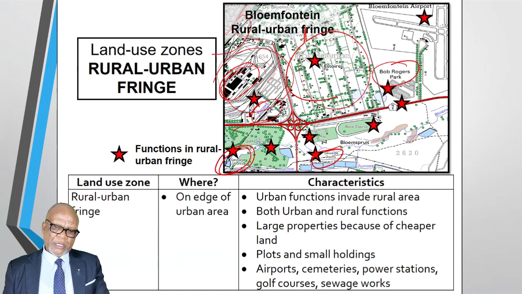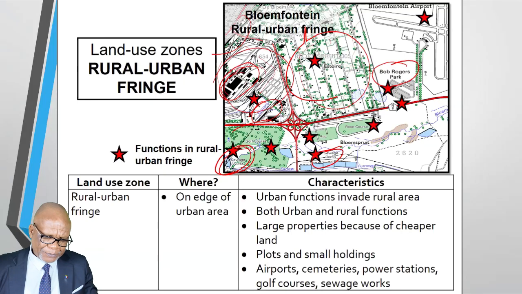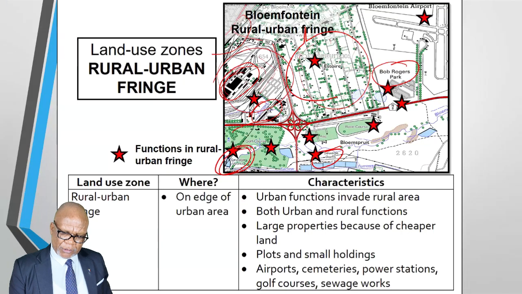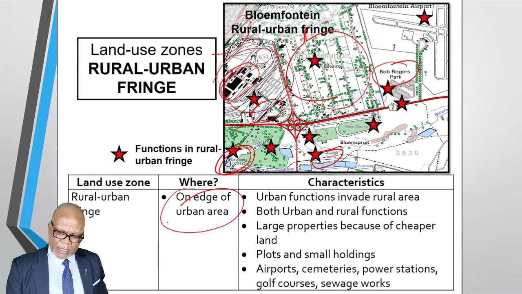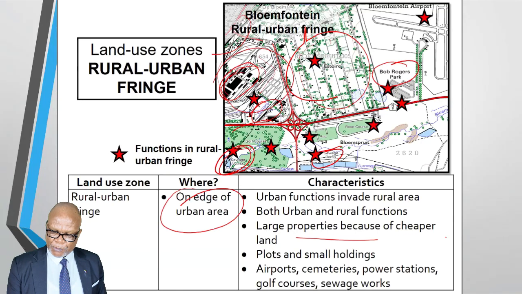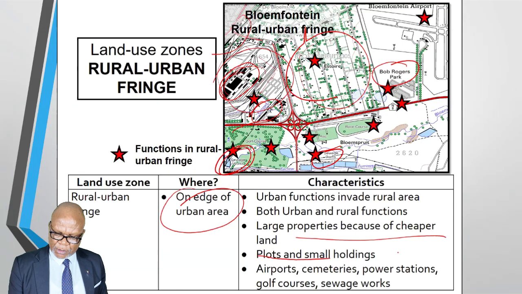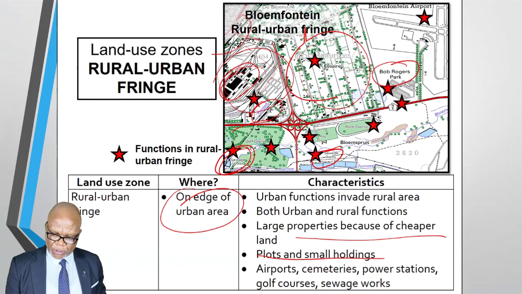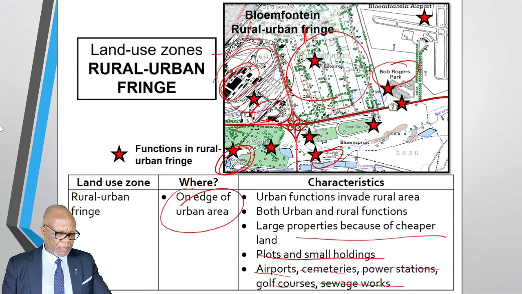But this one is also a land of transition between rural settlements and urban settlements. So where is it found? It is found on the edge of the urban area. It also has mixed functions, the mixed functions of urban areas and rural areas. It has large properties because of cheaper land. Plots and small holdings are found there, not the actual farms. And this is where you find your airports, cemeteries, power stations, golf courses, and sewer works, as indicated in the slide here.